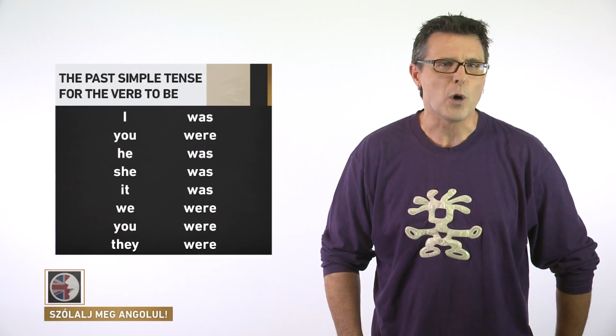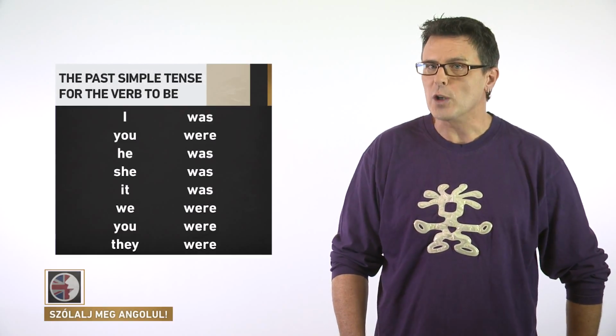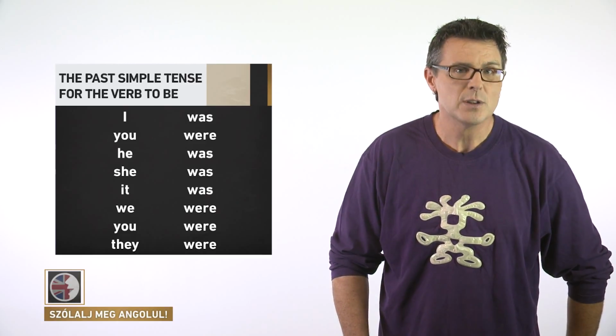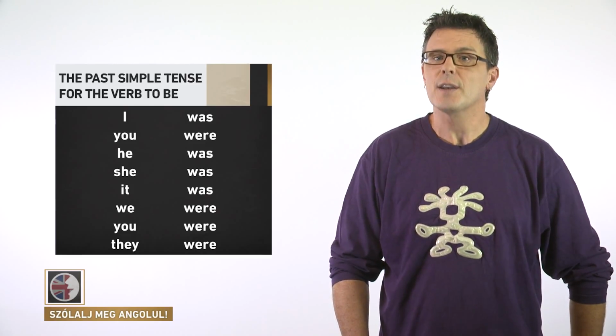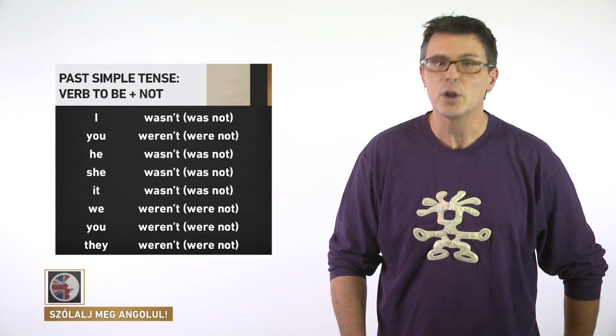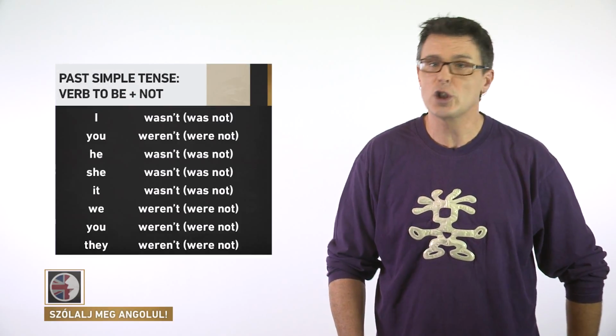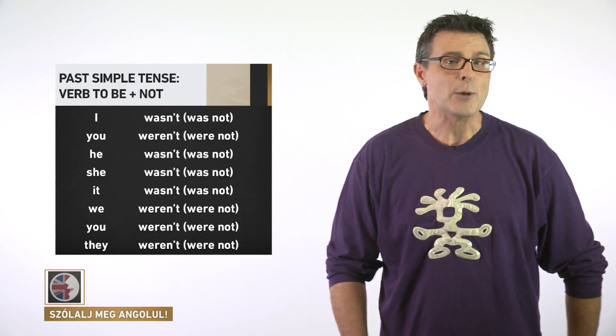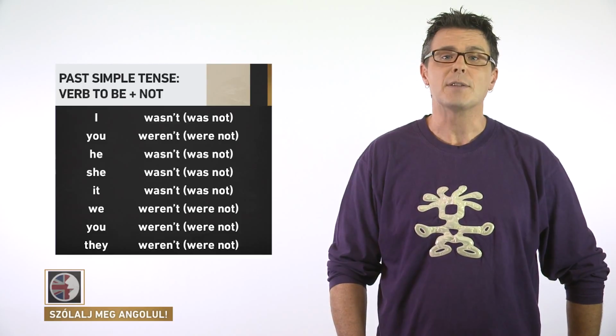So, I was, you were, he was, she was, it was, we were, you were, they were. Okay, so that's the positive. Thank you, Mabel. And now, can we see the negative, please? We know the full form, but we normally use the short form. I wasn't, you weren't, he wasn't, she wasn't, it wasn't, we weren't, you weren't, they weren't.